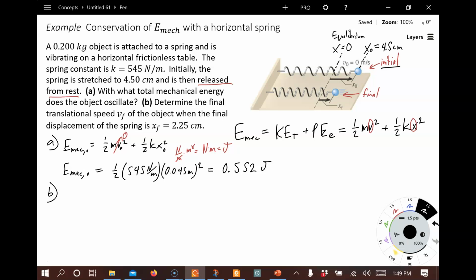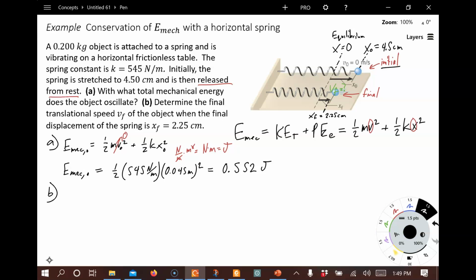Part B, we're going to determine the final translational speed of the object at the final position, when the displacement is x final, 2.25 centimeters. So in this case, we're going to look at this position here. This is x final, and it's equal to 2.25 centimeters. And what's the speed right here? v final. We're going to try to figure that out.